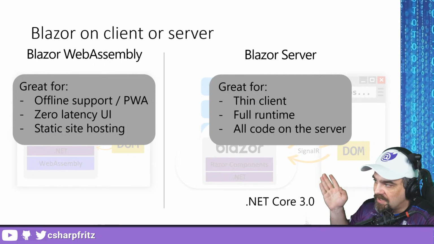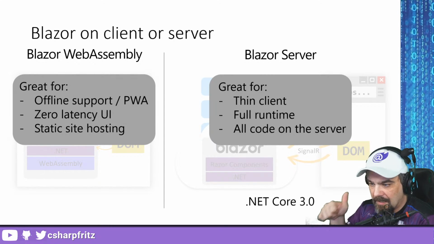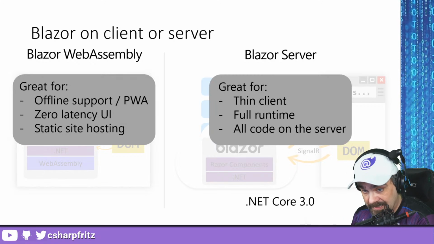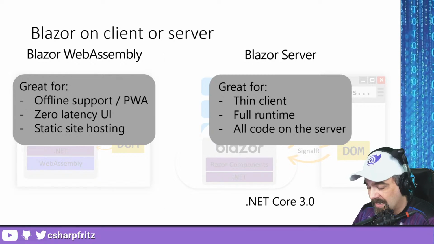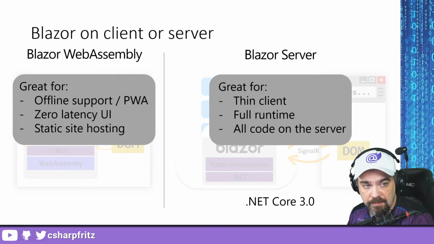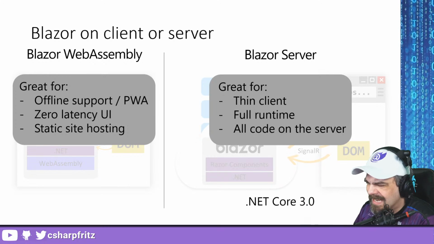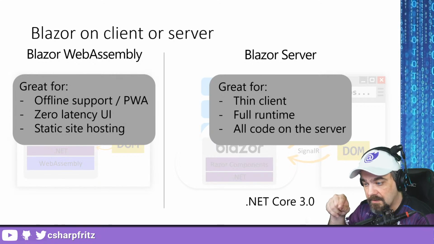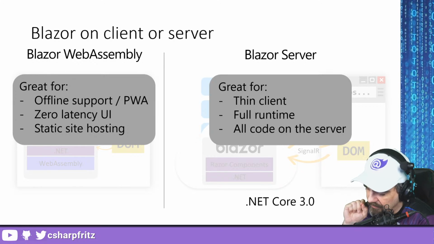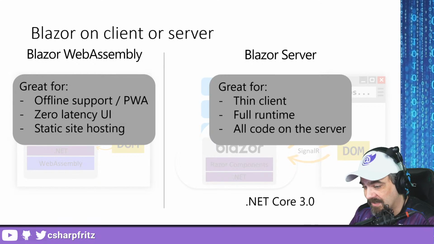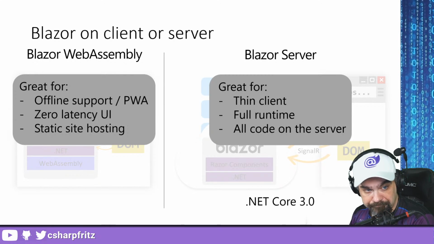Why would I choose Blazor Server versus Blazor WebAssembly? Blazor Server is great because it has a thin client. The entire runtime runs on the server, and you have the complete .NET Core runtime. You don't have to worry about where that gets shipped or if all the pieces are there, because it's all on the server. Blazor WebAssembly is great for offline support, progressive web apps, zero latency user interface, because you're going to push all of the content, all of the DLLs, all the things to run your application down into the browser, and we're going to aggressively cache them in the browser so that you don't have to reload them from the server each time.